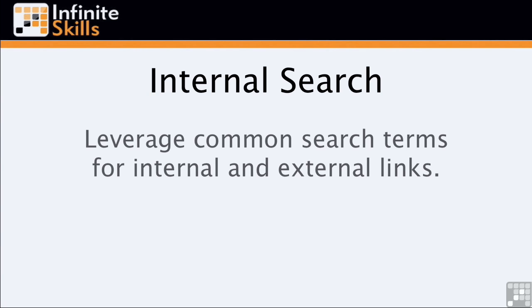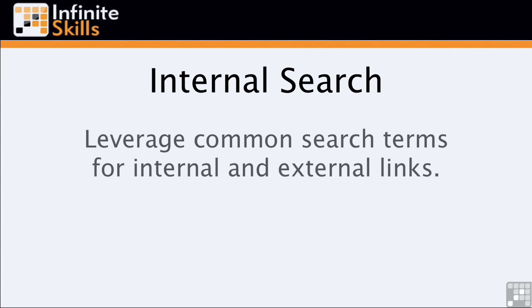So this is one that I see missed a lot. This is a really big missed opportunity here. Because you have a dynamically generated site and users are searching for content, and in our example, we used red size 8 shoes. So one of the things that you're going to want to do is keep track of your internal search. You're going to want to look at what people are typing in very often, because you're going to want to leverage these common search terms for internal and external links.